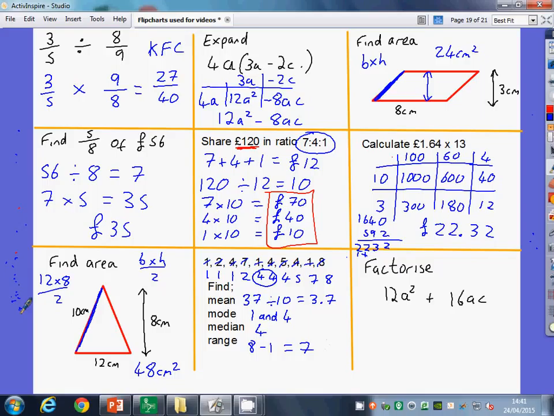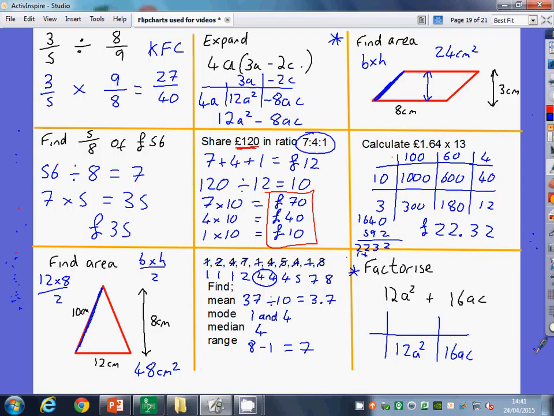Okay, finally question number 9, factorise. Factorise, this question here is the opposite to this question over here. So it's opposite to your expanding brackets. So I'm going to draw a grid, and I know that in that box I get 12a squared, and in that box I get 16ac.